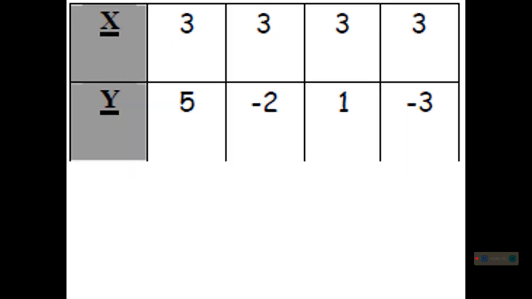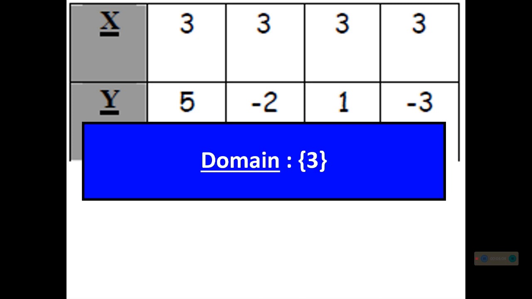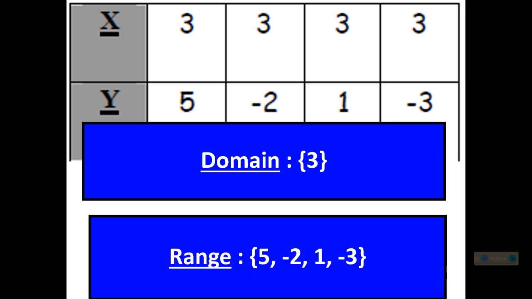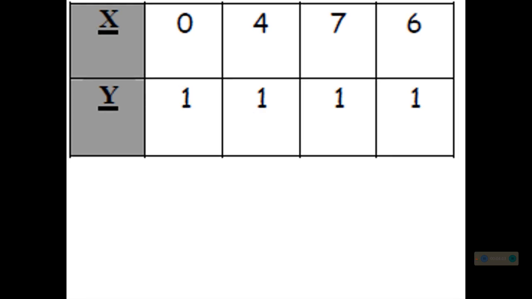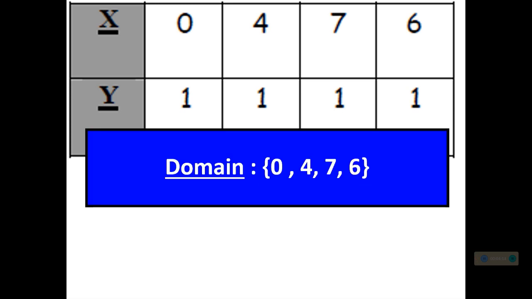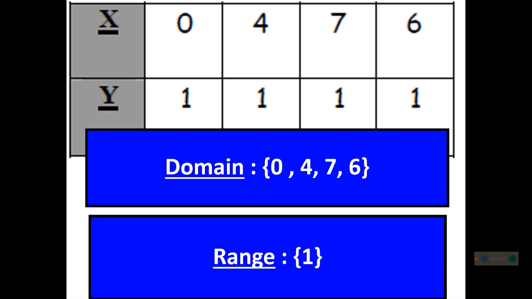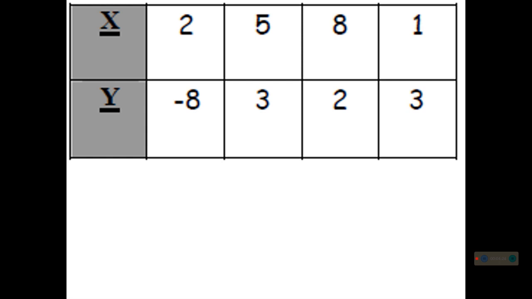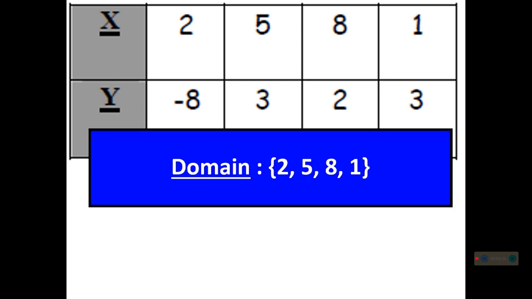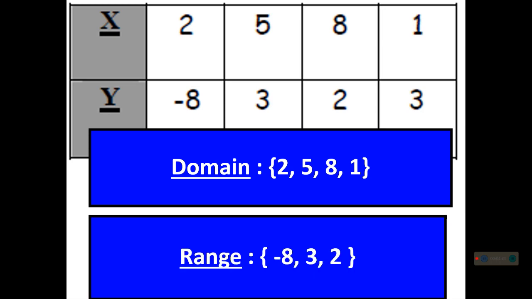Next, we have this table. The domain will be, correct, 3. And the range will be, correct, 5, negative 2, 1, negative 3. Next, we have this one. What will be the domain? Correct. We have 0, 4, 7, 6. And the range will be, correct, 1. Next, this one. The domain will be 2, 5, 8, 1. The range will be, correct, negative 8, 3, 2.